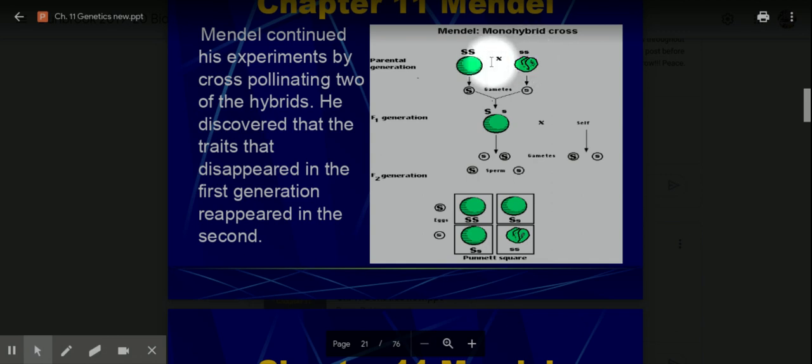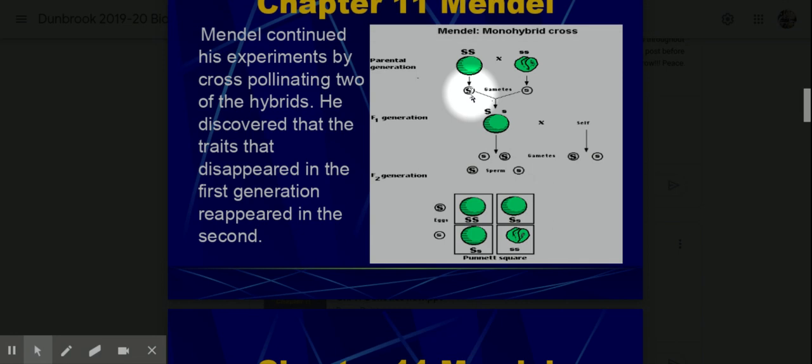And these are the children, right? So now if these children go to make children, they're only going to give 50% of their DNA. Notice there's only 1 s there, a small s, and 50% over here, only 1 S, a large S, to their children.